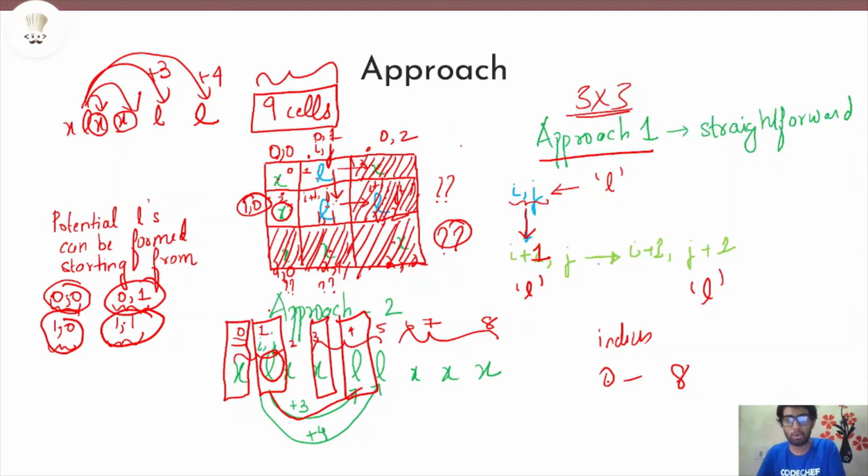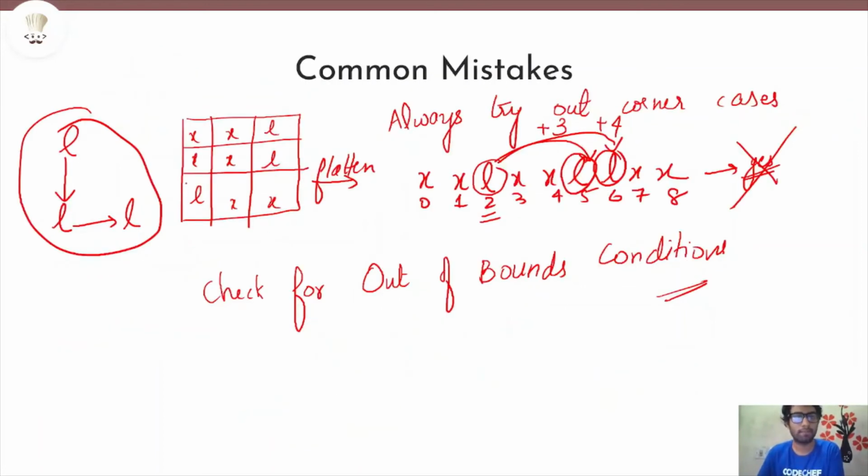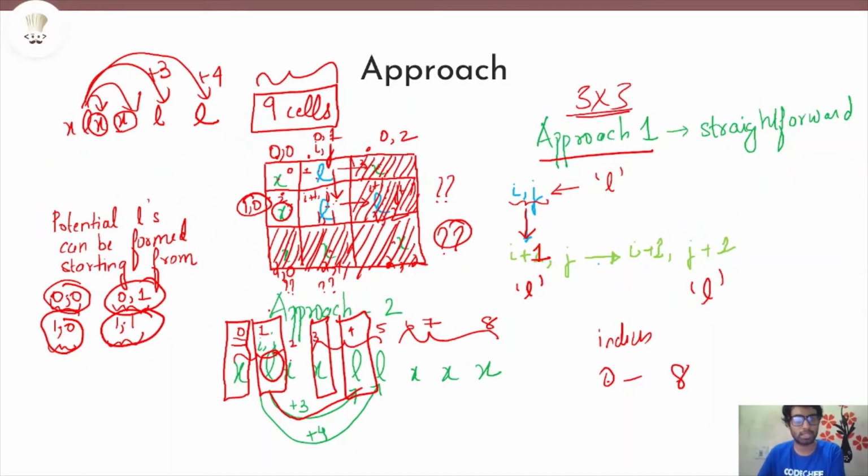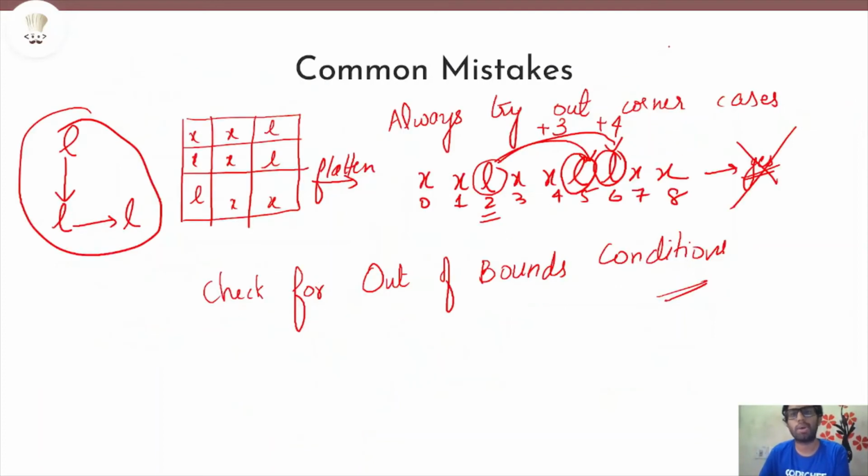That's why it was very important to not just jump into this plus 3 plus 4 approach, because of the corner cases that can fail it. This is one of the common mistakes: you always have to try out corner cases instead of just believing that your approach is correct, and then rectify those corner cases. Now since we rectified this corner case and we're only checking from these cells, and our condition is that there are only 9 cells in each test case, this approach 2 will work properly.